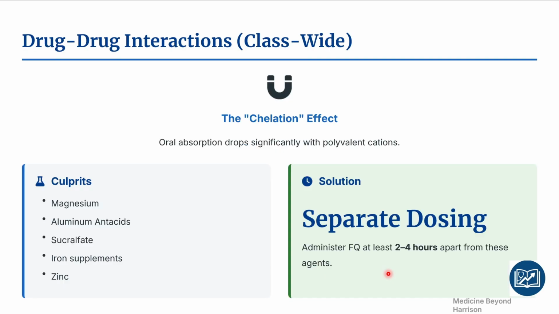There is a class-wide drug-drug interaction because of the chelation effect. Oral absorption drops significantly with polyvalent cations. The main culprits are magnesium and aluminum antacids, sucralfate, iron supplements, and zinc. So for a patient with vomiting, if you want to give sucralfate for gastritis and also treat AGE, then there's no point in giving ciprofloxacin and sucralfate. The same goes for magnesium and aluminum silicates. Don't combine with iron supplements or zinc. So separate dosing is required. Administer fluoroquinolones at least 2 to 4 hours apart from these agents.